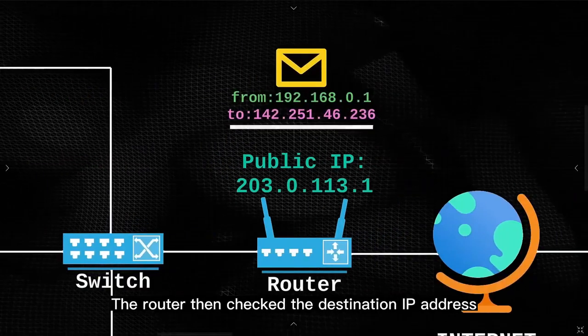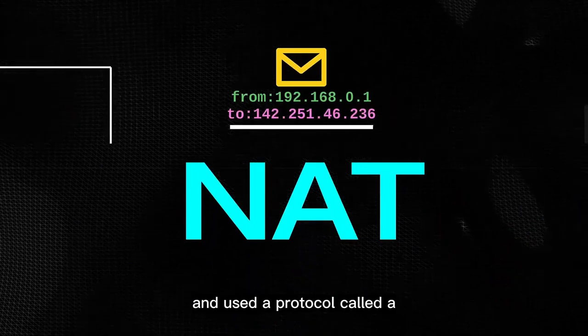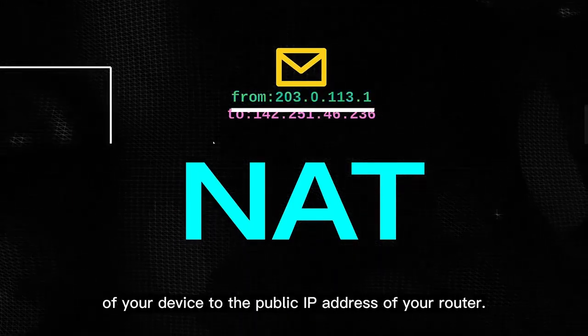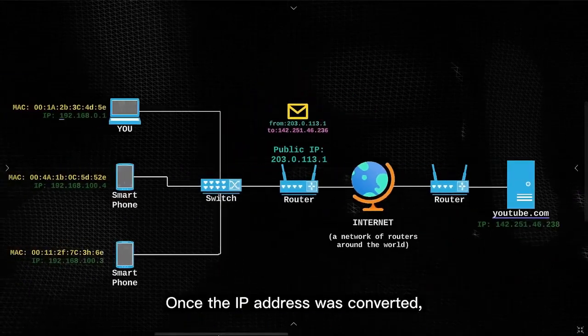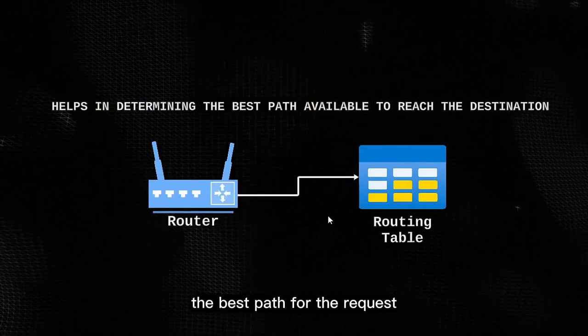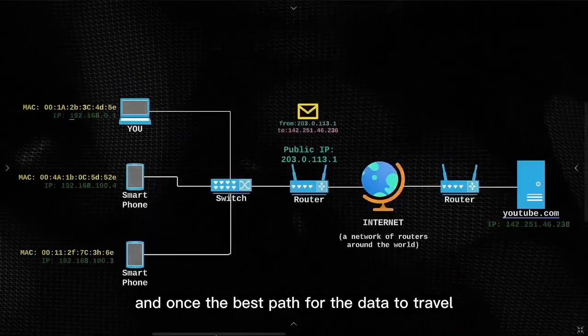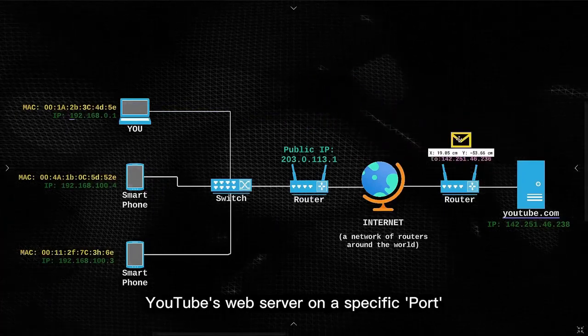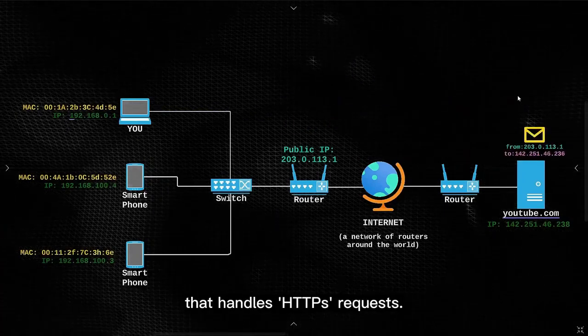The router then checked the destination IP address and used a protocol called network address translation, or NAT, to convert the private IP address of your device to the public IP address of the router. Once the IP address was converted, the router then used its routing table to determine the best path for the request to reach YouTube's web server, and once the best path for the data to travel had been determined, the router then sent the request to YouTube's web server on a specific port that handles HTTP requests.